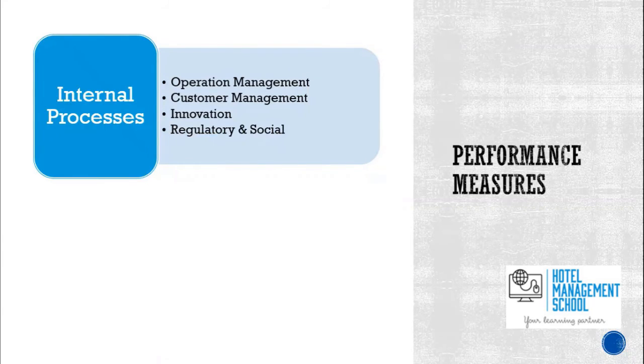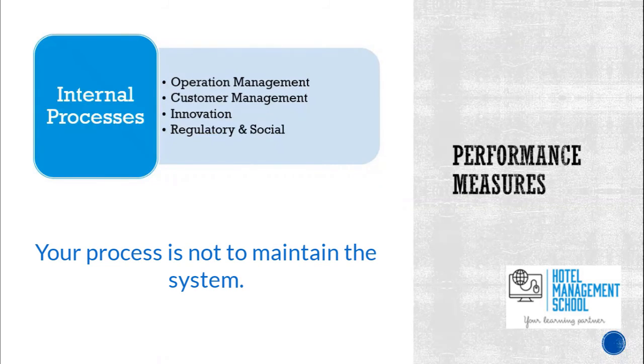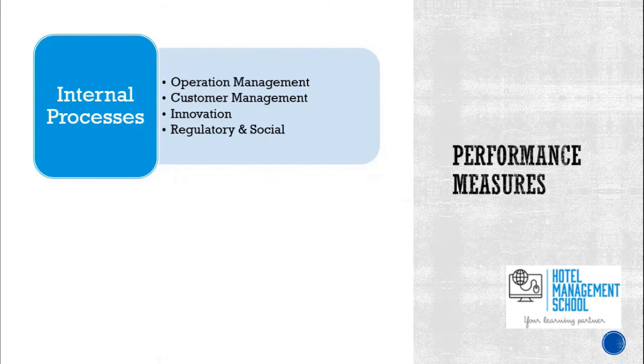But if you are still able to check in the guest manually, then there's not really a failure of the internal processes, because that's a part of the internal process. Your process is not to maintain the system. Your process is to check in the guest within 2 minutes. That's the contingency. If your system fails, what are you going to do next? Just do it manually. So that's ready. The KPI is the average time of check-in for your guests.